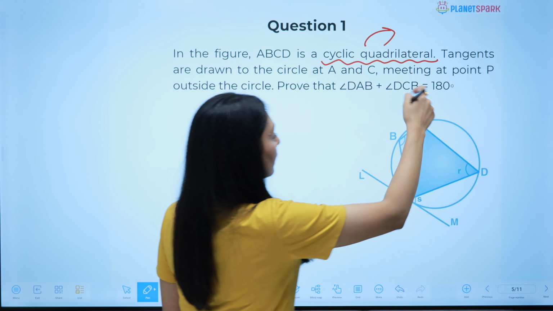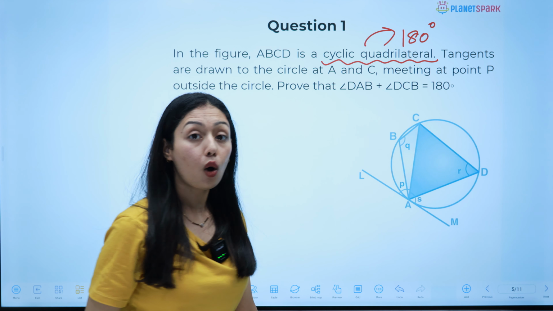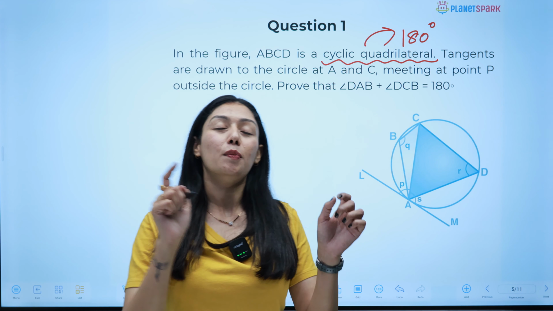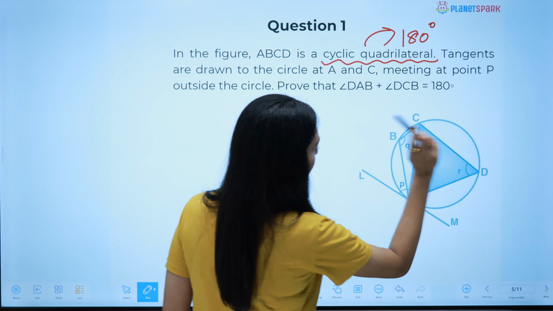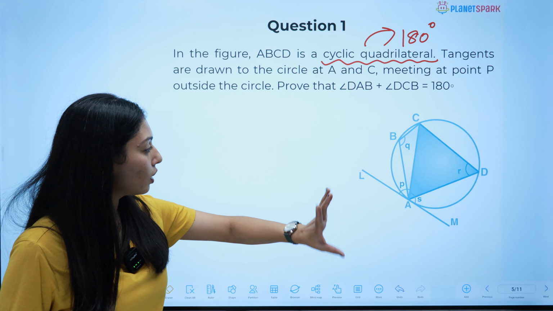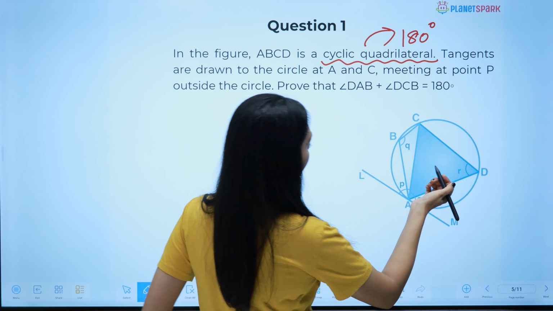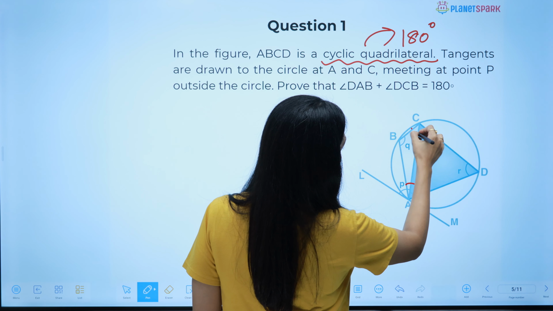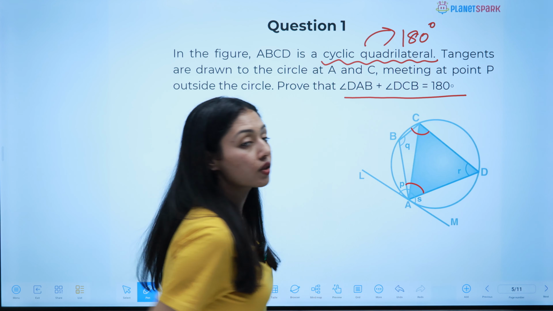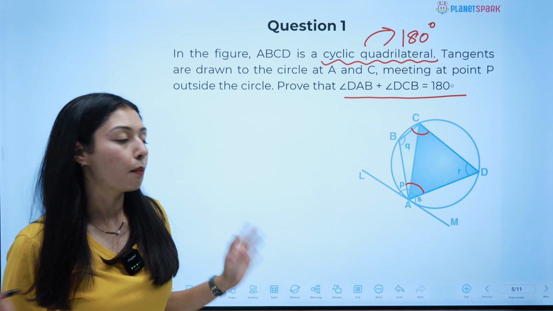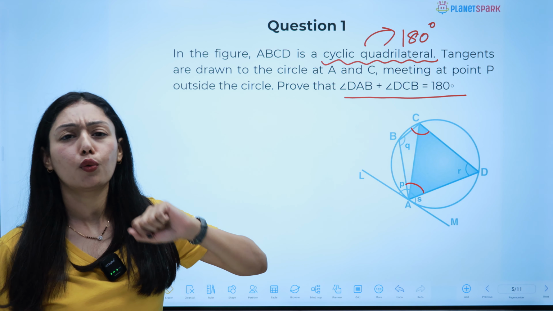Cyclic quadrilateral means the opposite angles will add up to 180 degrees and all the 4 vertices will be on the boundary of the circle. Right everybody? Okay then. A, B, C, D. All 4 vertices are on the boundary. What will be the sum of opposite angles? 180 degree. So from there can we directly say angle this one and this one, that is angle DAB and DCB, will add up and give us 180 degree. Isn't that so? But since we just did the alternate segment theorem, let's try to prove it using that.